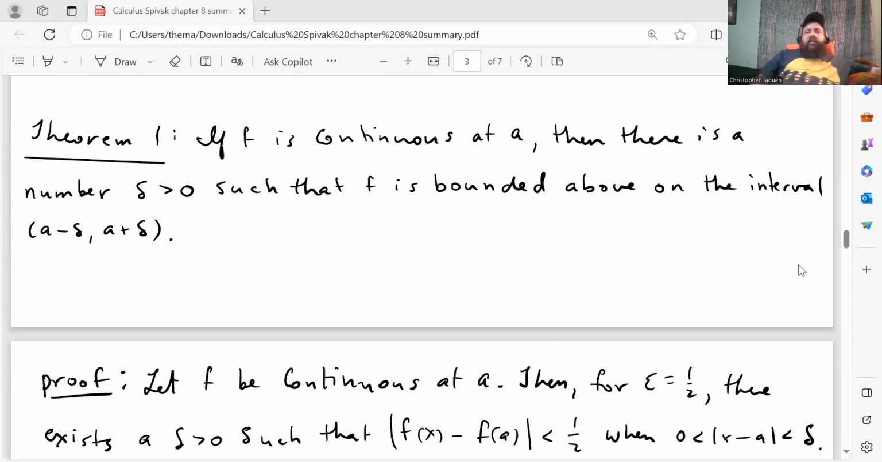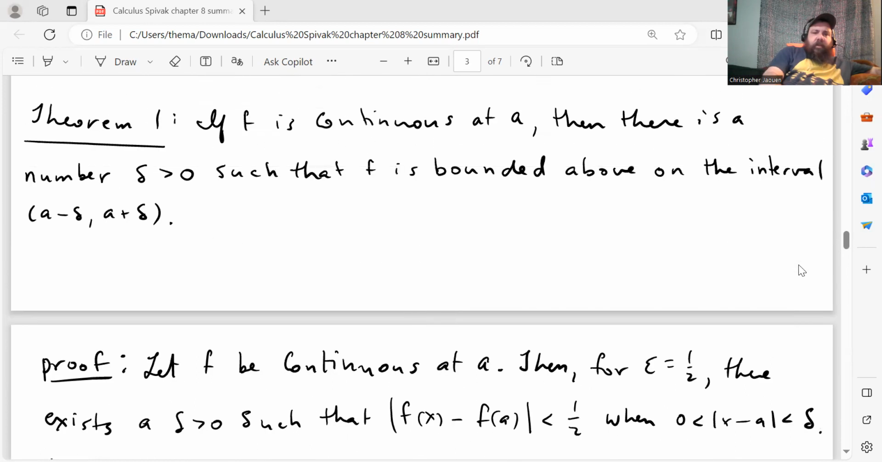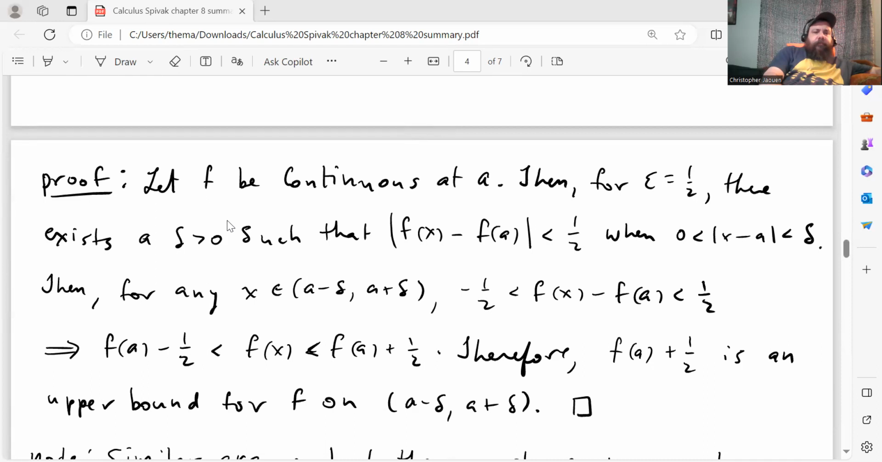Theorem 1 says, this is theorem 1 from chapter 8. So if f is continuous at a, then there is a number delta greater than 0, such that f is bounded above on the interval from a minus delta to a plus delta. This is the open interval. So here's the proof. It just follows from continuity.